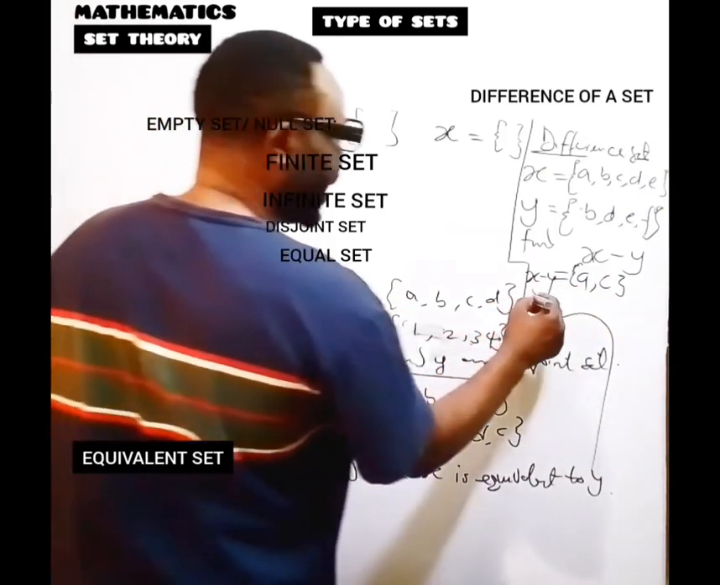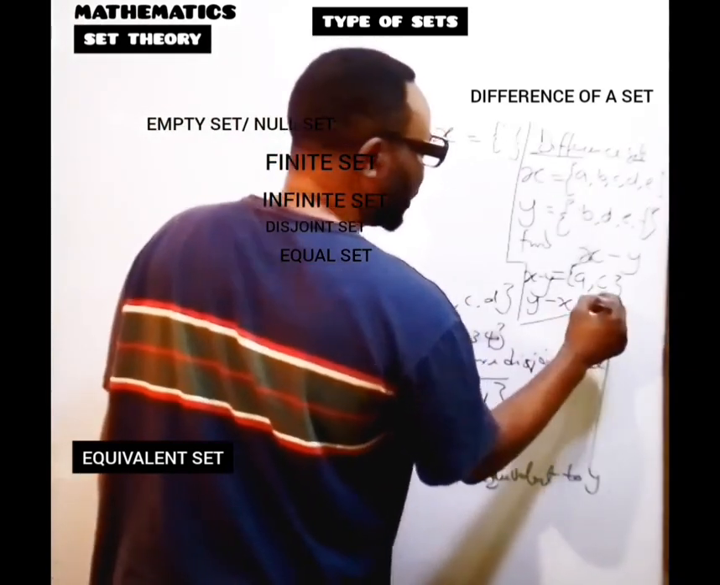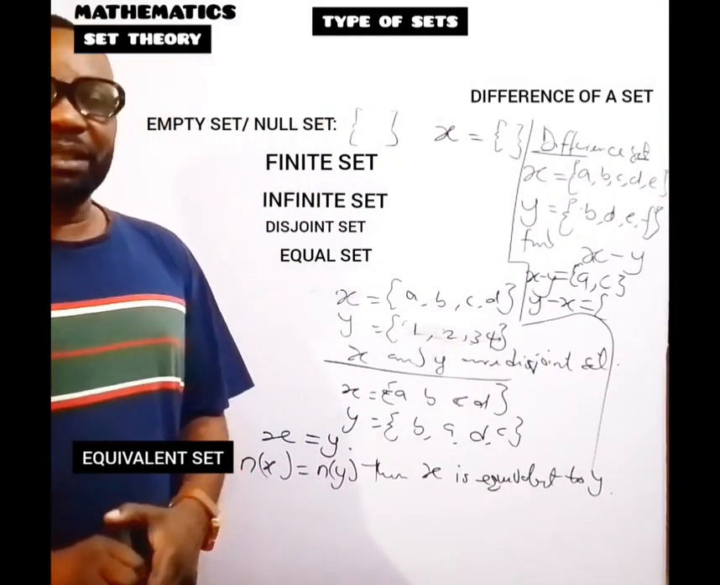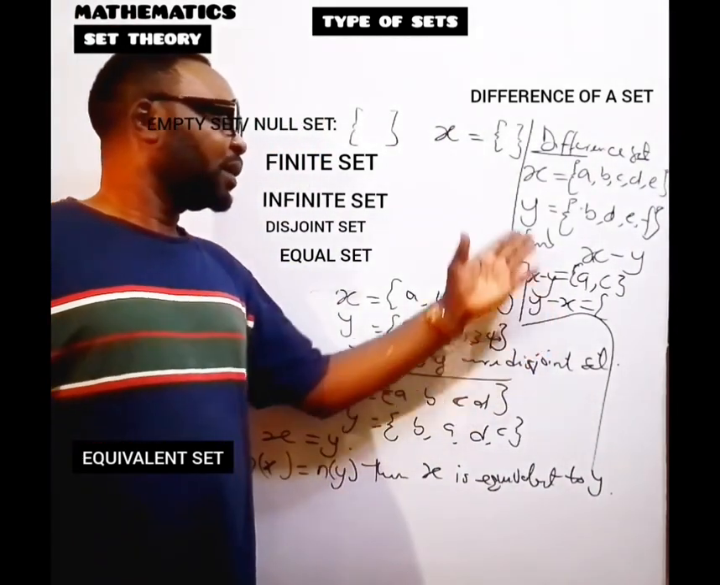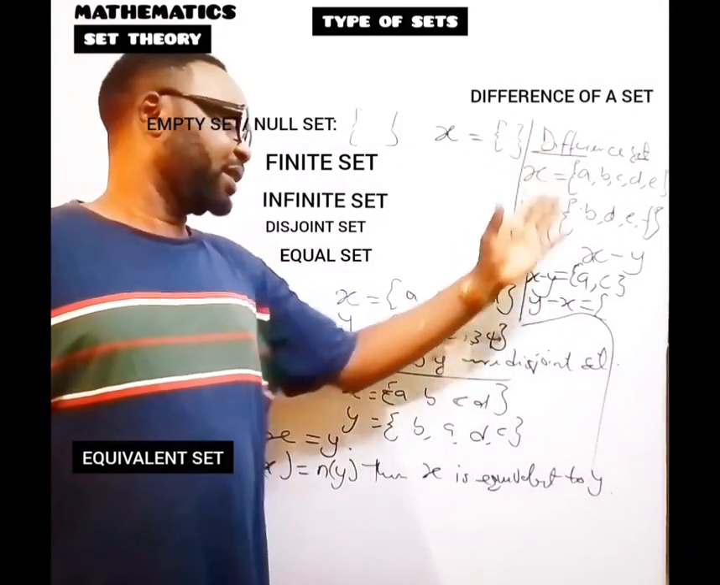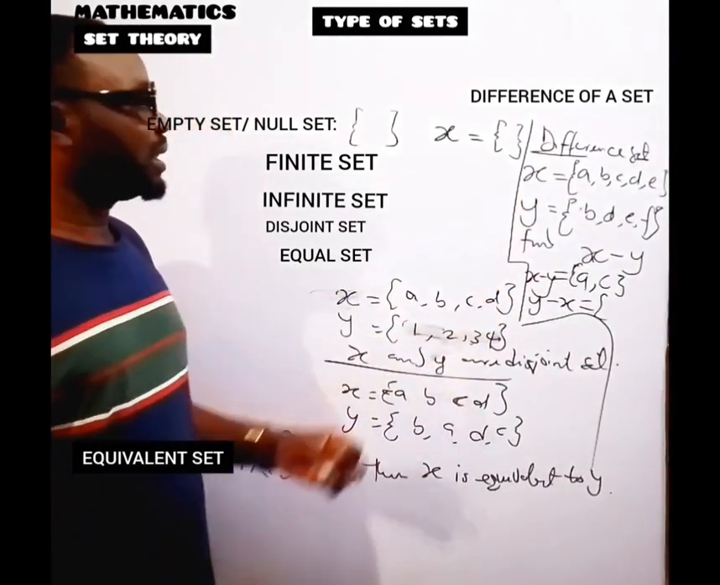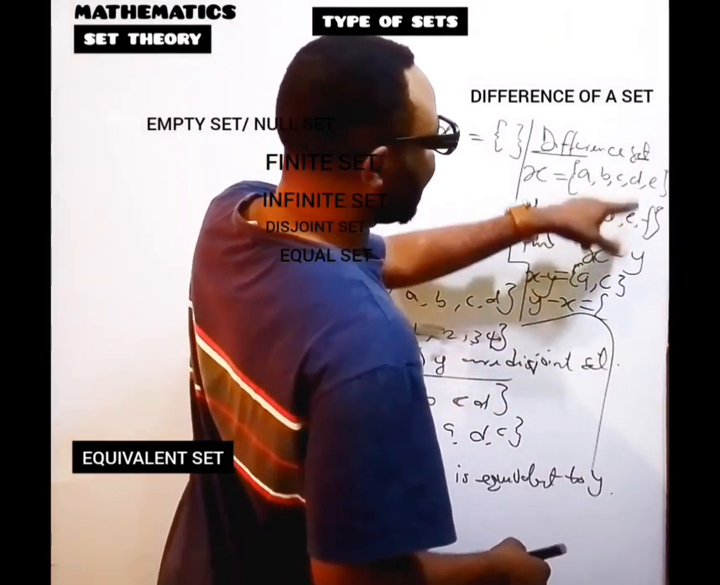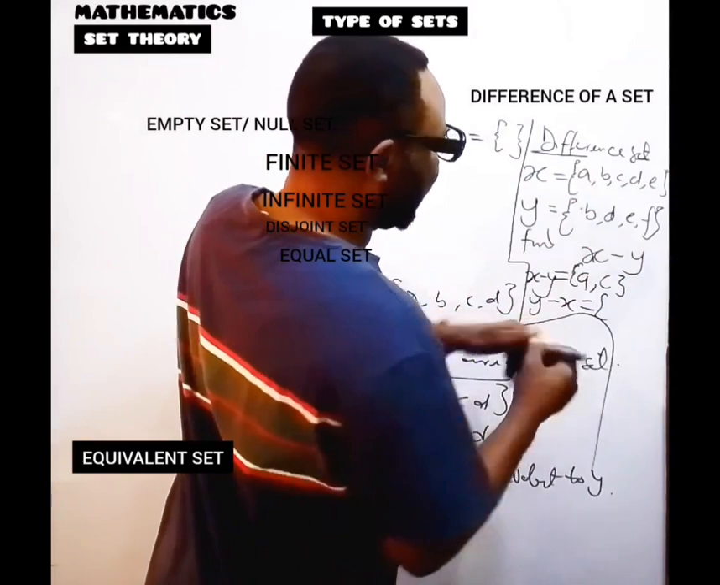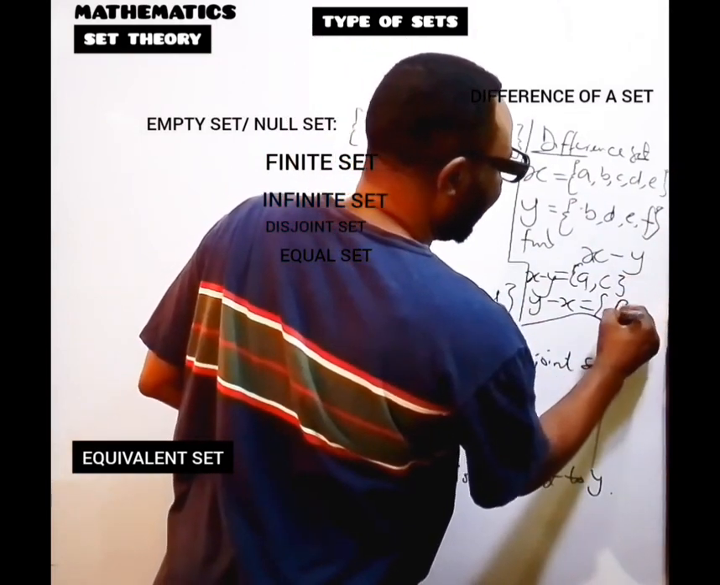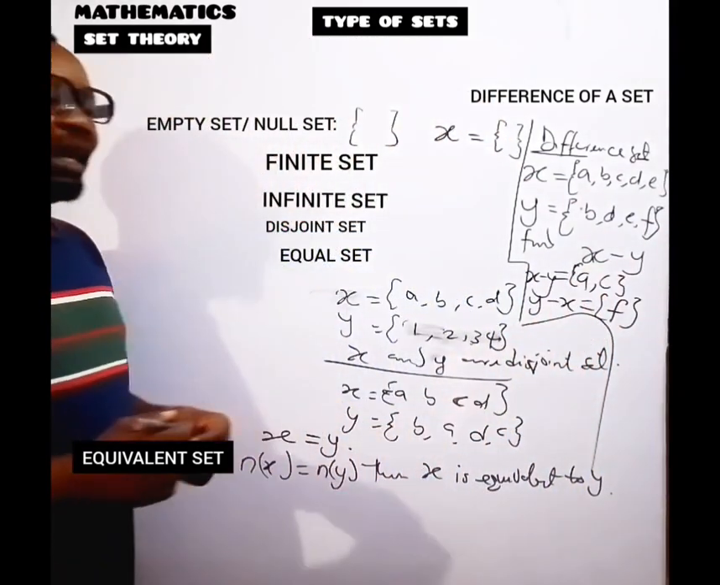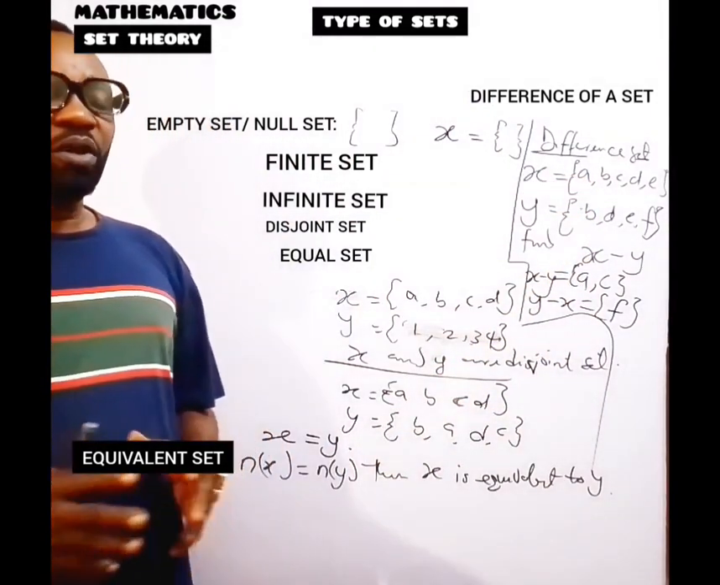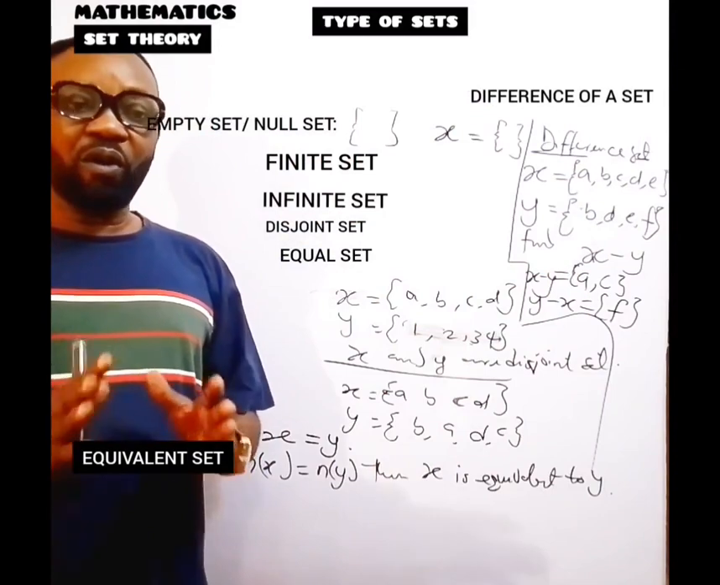Now, Y minus X can also be found, that is, the elements that are in Y that are not in X. What is the element that is in Y? You can see that B is here, B is here, D is here, D is here, E is here, E is here, F. That's F. That is the only element that you have in Y that is not in X. That is what is meant by difference of a set.